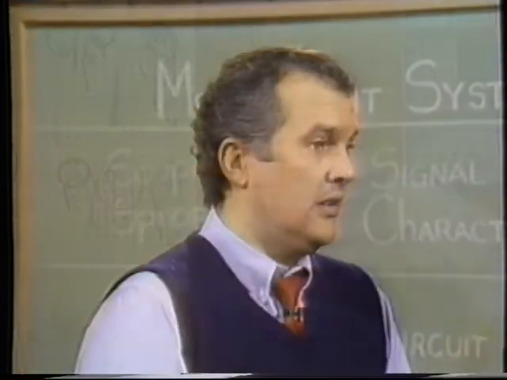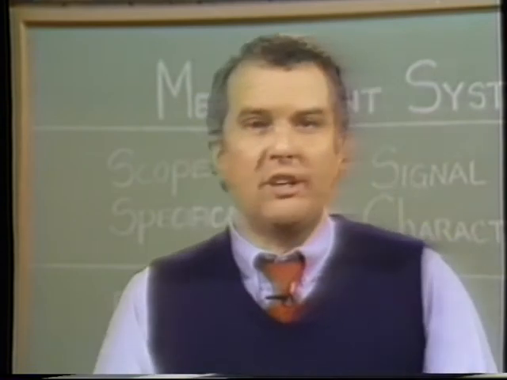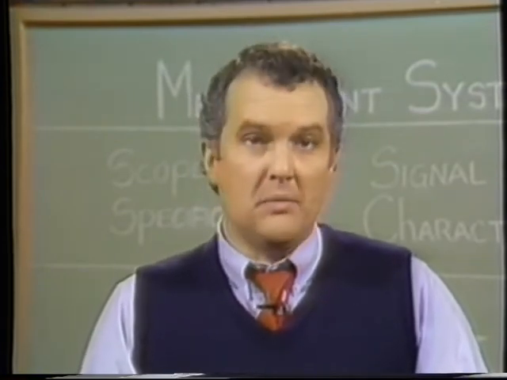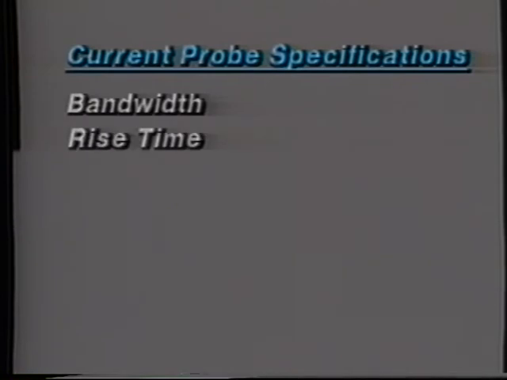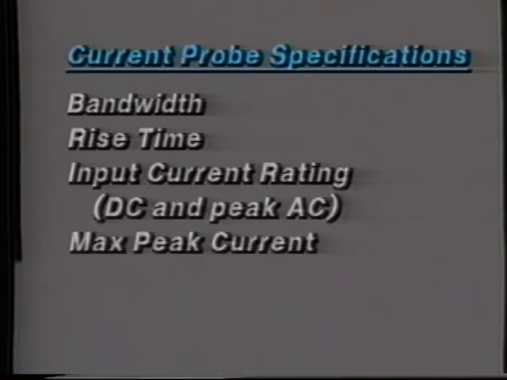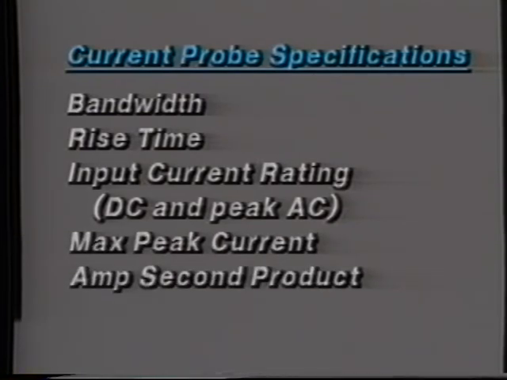If the signal is a single-shot pulse or low duty cycle, then you'll need to know its maximum peak current, also the pulse width, the rise time, and again, does it have a DC content? Once you've analyzed your circuit and signal characteristics, you're ready to select your probe, or at least examine current probe specifications. Many of them are immediately familiar because they're the same as for passive or active probes. Major specifications for current probes are bandwidth, rise time, input current rating, DC and peak AC, which derates with frequency, maximum peak current, and the amp-second product.